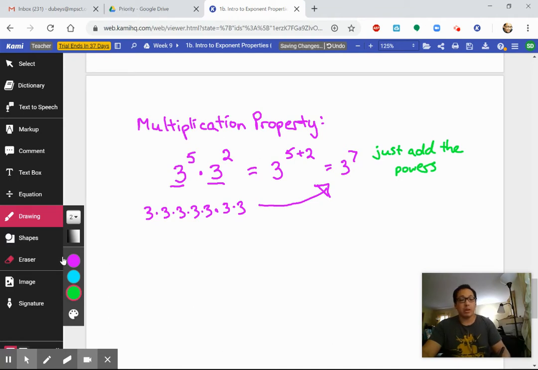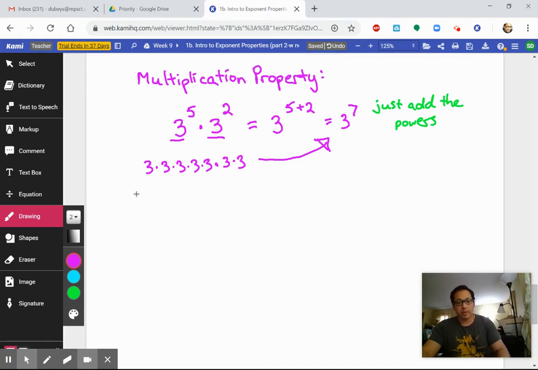What was the other property that we talked about last week? It was called the power property. Power of a power, or the power rule. And what did that say? That said that when we've got an exponent, say like 3 to the 5 again, and we raise it to another power, say to the 2, what do we do with the powers now? Well, this rule says that we multiply the powers. So this would be 3 to the 5 times 2.